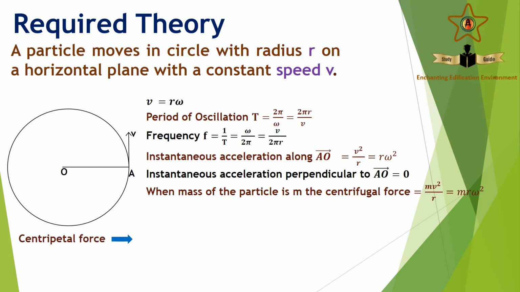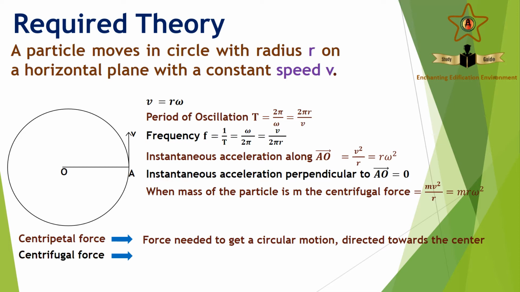Centripetal force. This is the force needed to send a particle in circular motion. This force is directed towards the center. Centrifugal force. This is the force we get because of a particle moving in a circle. Because of a particle moving in a circle, it gets a force which is called centrifugal force, and this is directed away from the center.